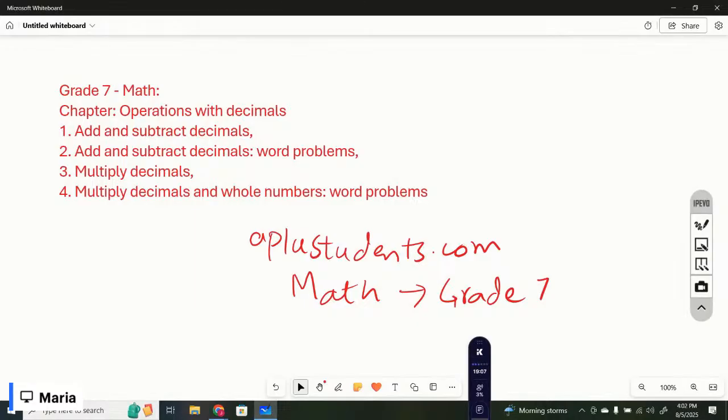We're going to start with the chapter operation with decimals. The lessons we're going to cover today are add and subtract decimals, add and subtract decimals word problems, multiply decimals, multiply decimals and whole numbers word problems.